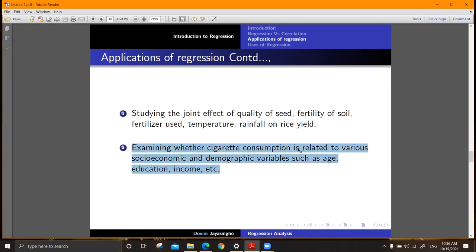Examining whether cigarette consumption is related to various socioeconomic and demographic variables such as age, education, income, etc. So do this for me. What are X and what is Y?